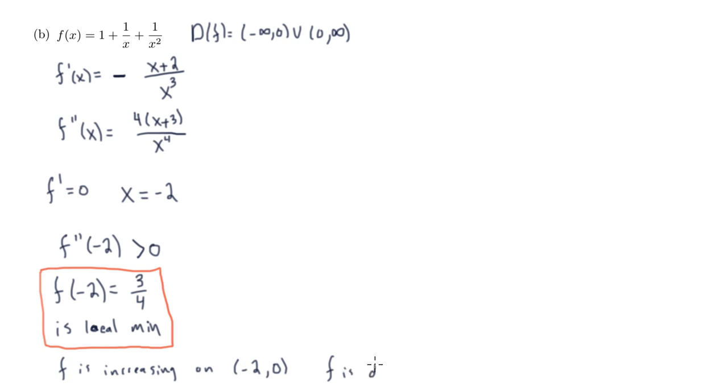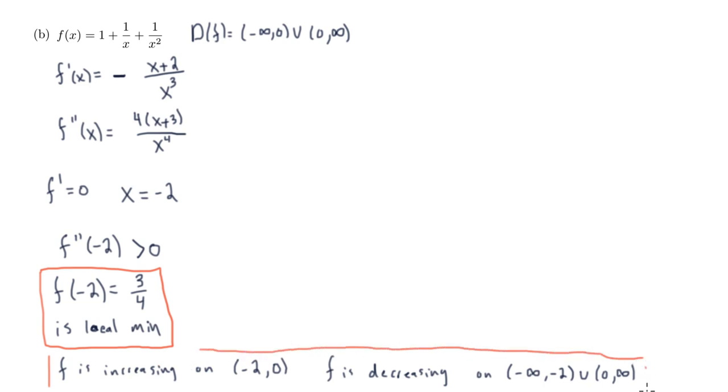So f is decreasing on, well, negative infinity to negative 2. I know that's true because I have a local min at negative 2. But then also 0 to infinity. And again, that's just coming from the fact that if I plug in a positive number into the derivative, I'm actually going to get a negative value. Okay, so that takes care of the first derivative information.